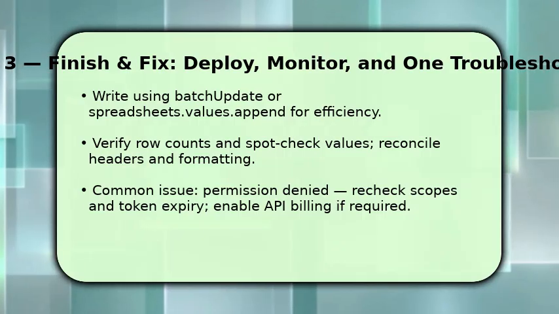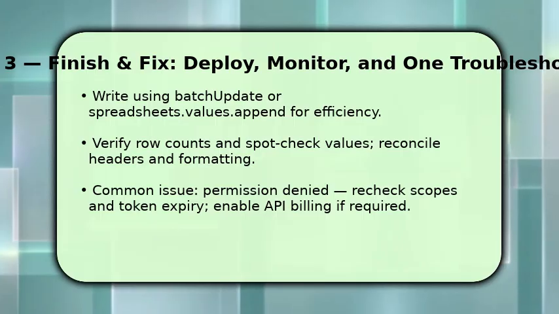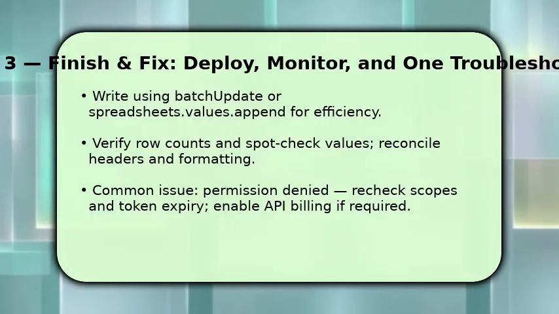If something goes wrong, check permissions and OAuth scopes first, refresh or recreate tokens, and confirm the API is enabled, and billing is set if you exceed free limits.